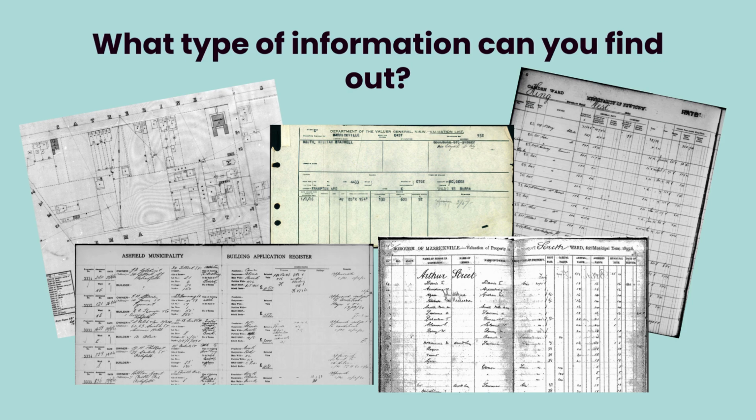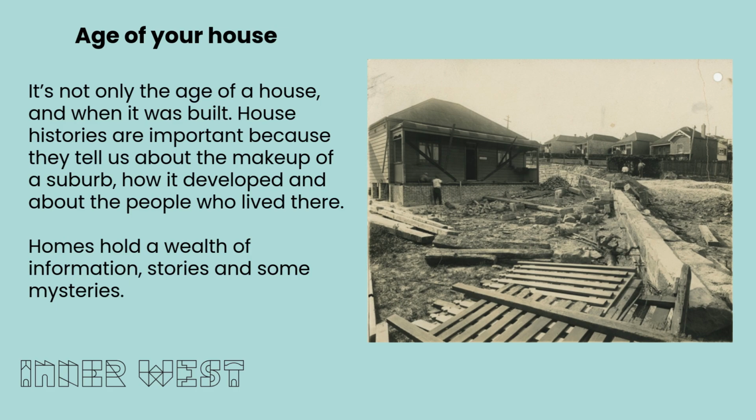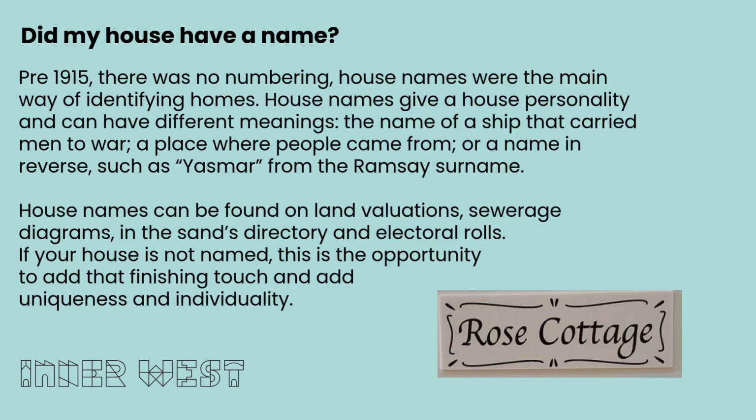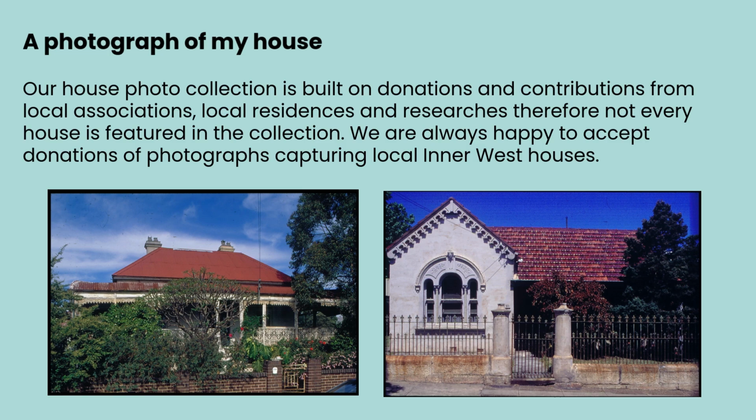When conducting a house history, there is an array of information you can find out. The age of your house, which also tells us the makeup of the suburb, how it developed, and who lived there. The name of your house, as prior to 1915, houses were identified without a numbering system, and this is how we can find the property in the documents. Many of these names also carry meaning, from these early owners, from the suburbs they lived in overseas, to even surnames.